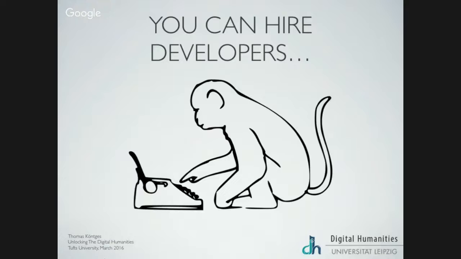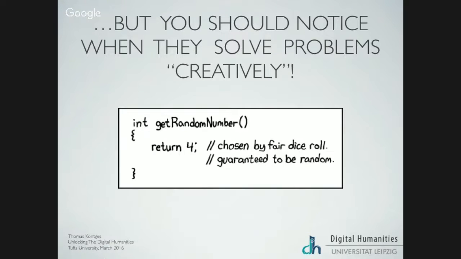Yeah? But I really like these pictures, by the way. It's how I feel myself sometimes. But you should notice when they solve problems creatively. Yeah? So this code says initially get random number, return 4. Yeah? Chosen by fair dice roll, guaranteed to be random. So that is something you should try to notice. I mean, that's an XKCD comic, but I really like this. Not everything the name of the function says is actually what it does, and you should be able to detect shortcuts.